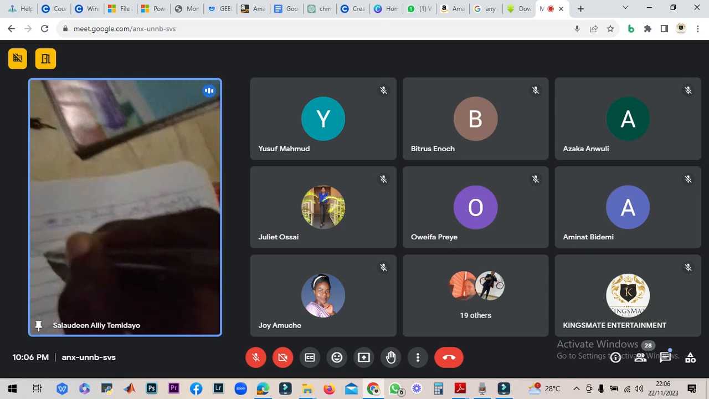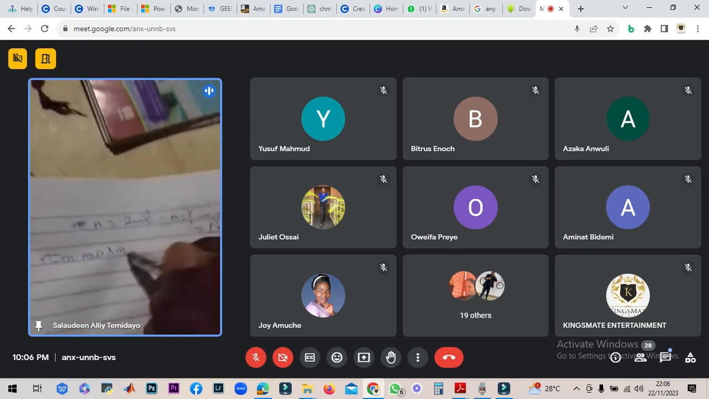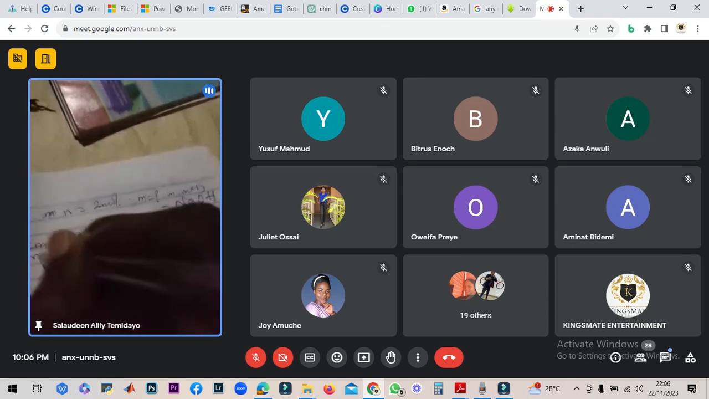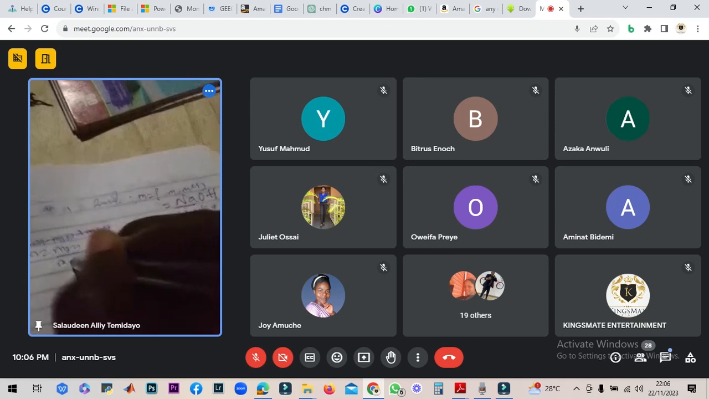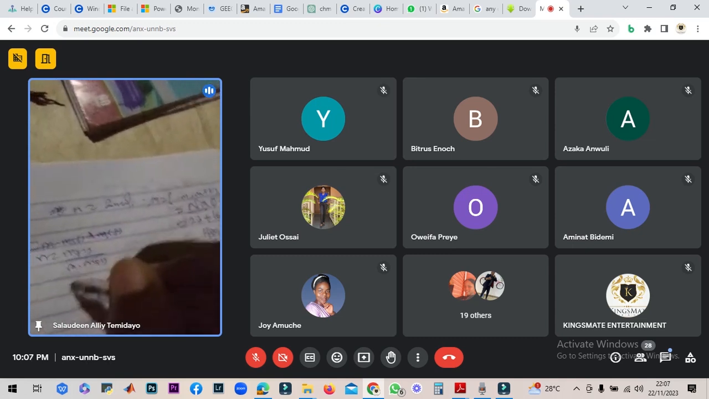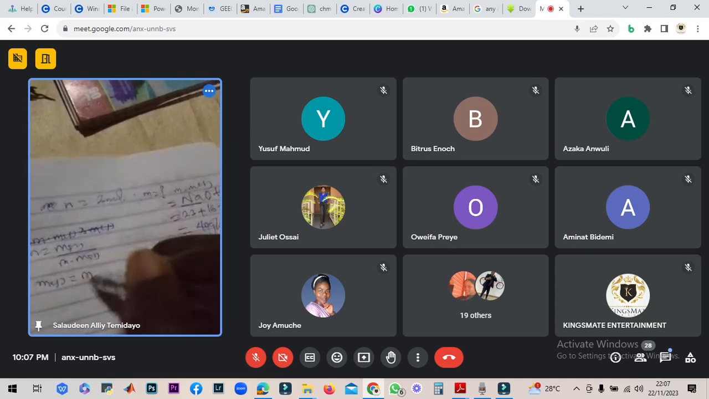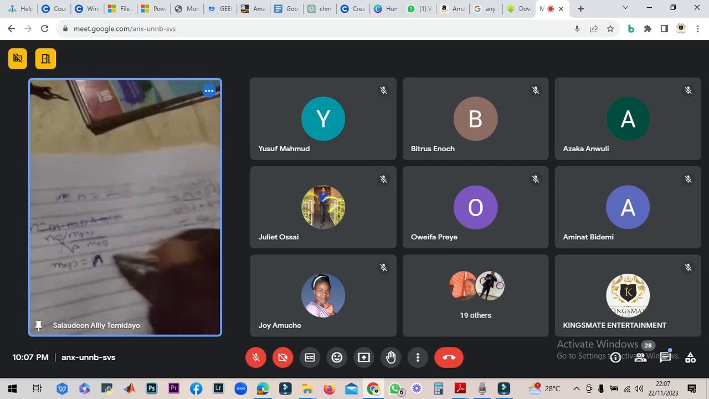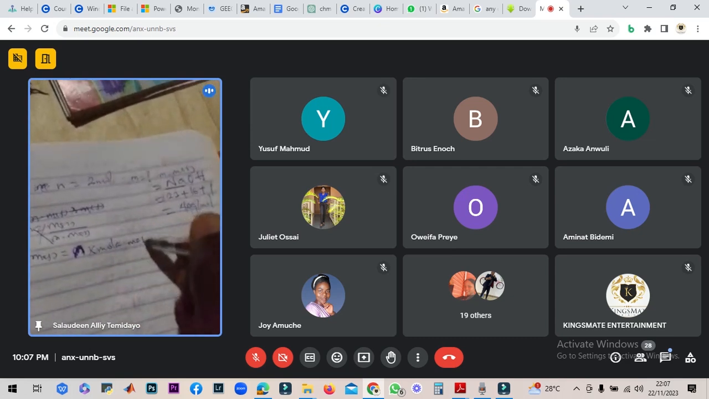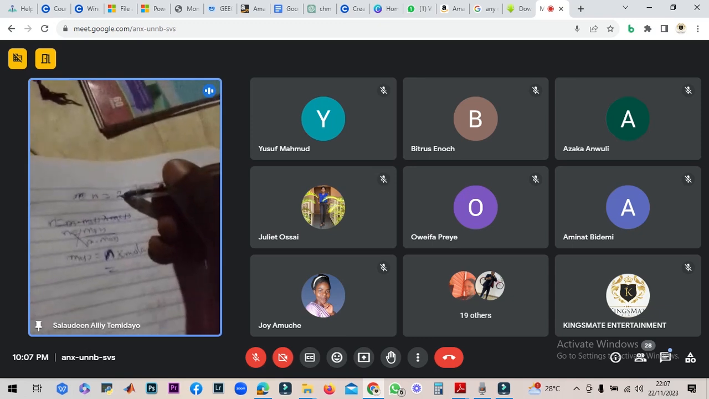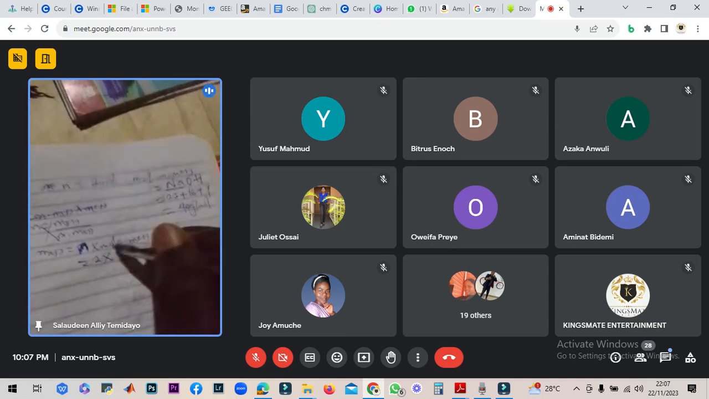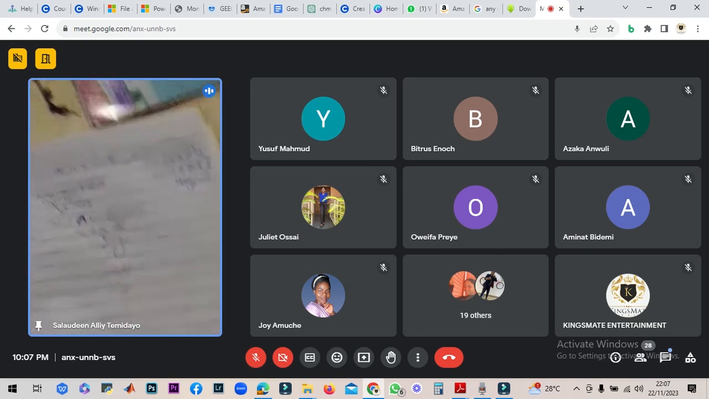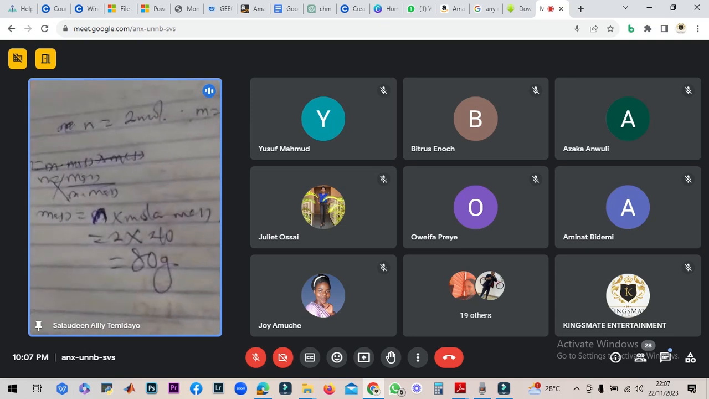Number of moles equals mass over molar mass. Sorry, Jerry. So the mass is what we are looking for. By cross multiplying, mass is going to be number of moles times molar mass. So what's the number of moles given? 2. So 2 times, what is the molar mass? 40. That is going to be 80 grams.